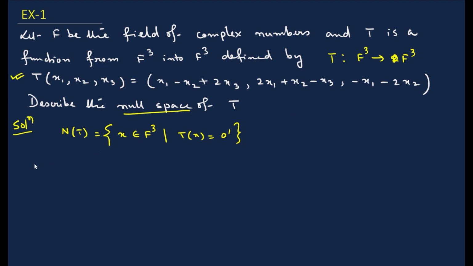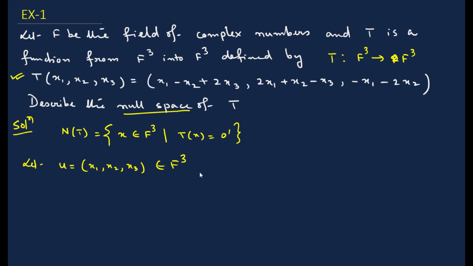So to find the null space, let us take an element, let u equal to (x1, x2, x3). Why do we have to take x1, x2, x3? Because these are elements of F cube, so it belongs to F cube. We have taken an element from what? Null space. Okay.